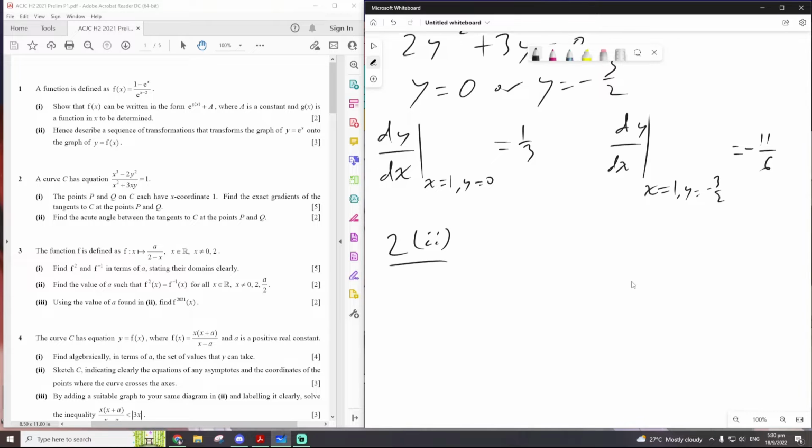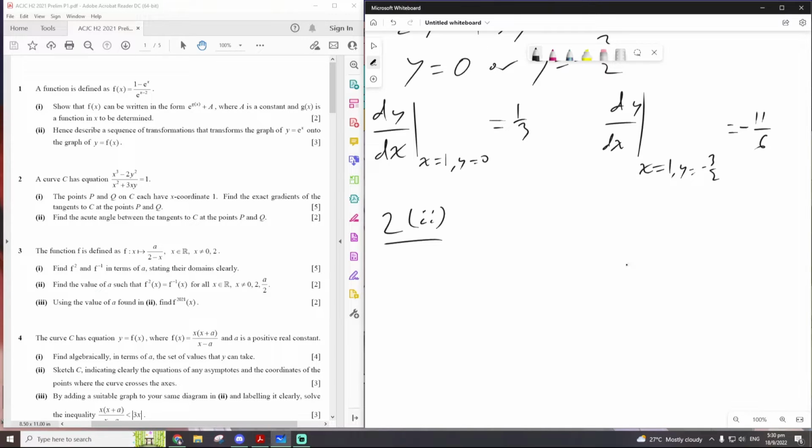Alright, what's going to happen here is, let's do a very quick sketch of the lines with gradients 11 over 6, negative 11 over 6, and 1 over 3. 11 over 6 is very close to 2, so let's do something like that. And 1 over 3 is less than 1, so we'll do something like that. So the acute angle is going to be this, and it's less than 90 degrees. You can see that these two angles are equal. This is tangent inverse of 1/3, and this angle here is tangent inverse of 11 over 6.